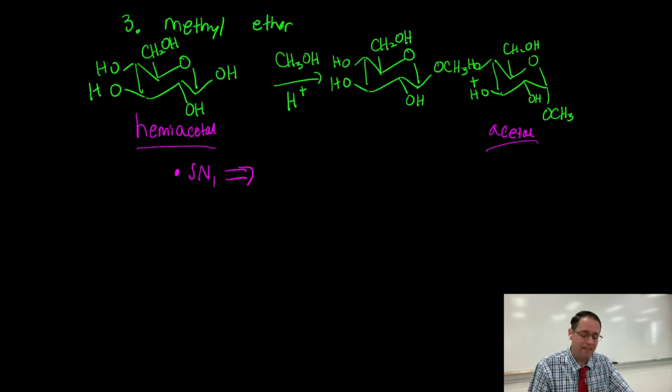This means that you can have attack of the methanol from the top face or the bottom face of the resonance stabilized carbocation to give you the R or the S, okay? So these two molecules are isomers, right? This is the beta isomer and this is the alpha isomer. So this is going to give you mixtures of alpha and beta.